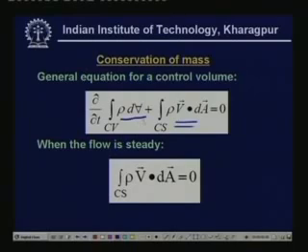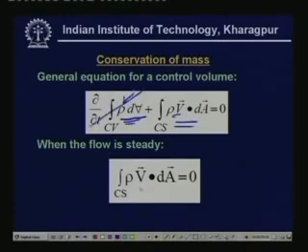So, this first term accounts for the rate at which the mass of the control volume is varying with time, and the second term accounts for the net mass flux out of the control volume. In this equation, rho is the density, t is the time, and V is the velocity vector with reference to the control volume. When the flow is steady, that means when the flow does not vary with time, this term will not be there.